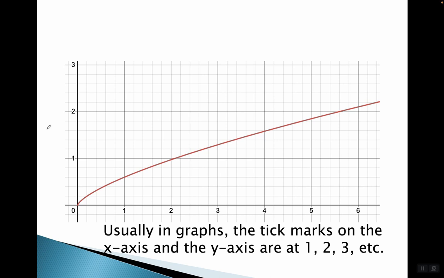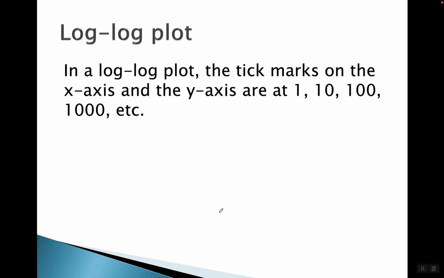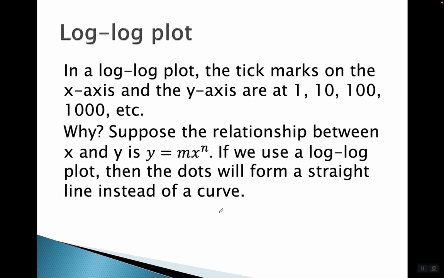Now usually in graphs, the tick marks on the x-axis and the y-axis are at 1, 2, 3. It's exactly what we have here. In a log-log plot, the tick marks on the x-axis and the y-axis are at 1, 10, 100, 1,000, etc. Why would you do something weird like that? Well, suppose the relationship between x and y is y equals mx to the n, just like we saw a moment ago in the basal metabolic rate. If we use a log-log plot, then the dots will form a straight line instead of a curve.